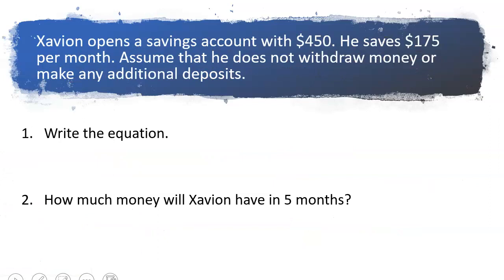All right, you try this one. Pause your screen here, read through your problem, write your equation, and how much will Xavion have in 5 months?